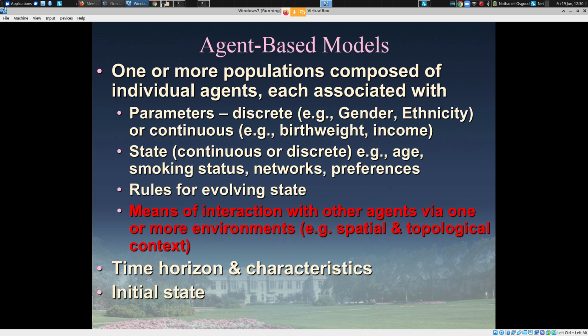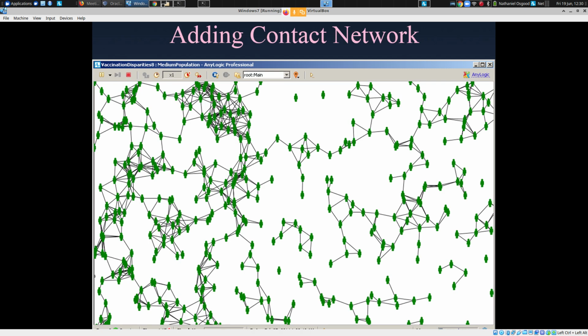Finally, and this is critically important for agent-based modeling, particularly with respect to cognate traditions like microsimulation, we need a means of interaction with other agents. We do this by putting people in environments. So we often link people up in an agent-based model into networks, where a person is linked up with one or more other people within the same population.